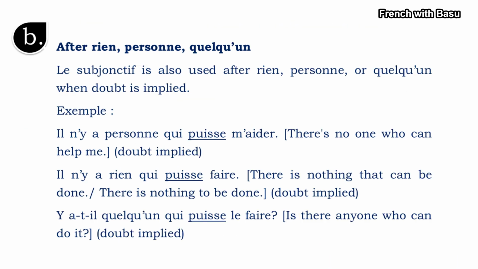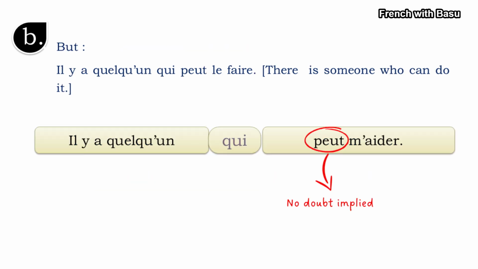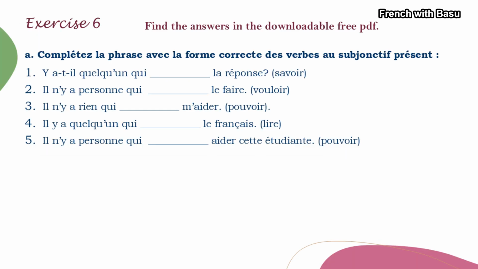B. After rien, personne, quelqu'un. Le subjonctif is also used after rien, personne or quelqu'un when doubt is implied. Il n'y a personne qui puisse m'aider. Il n'y a rien qui puisse faire. Y a-t-il quelqu'un qui puisse le faire? But, il y a quelqu'un qui peut le faire. In the last example, l'indicatif is used because there is no doubt implied. Exercise.